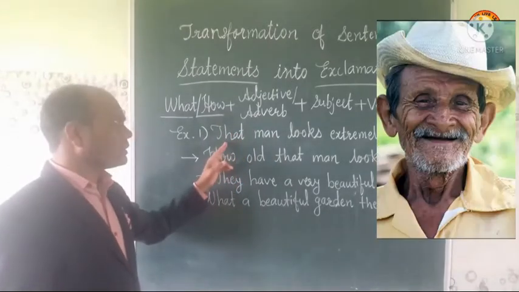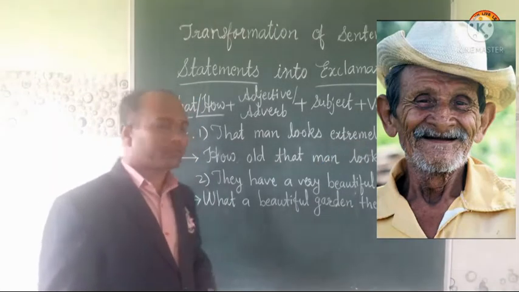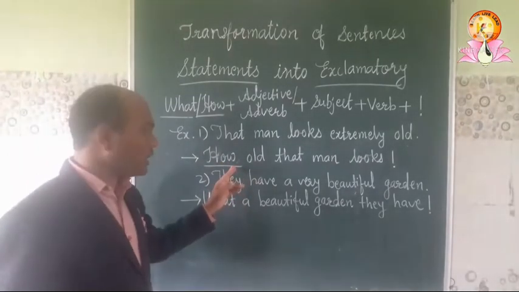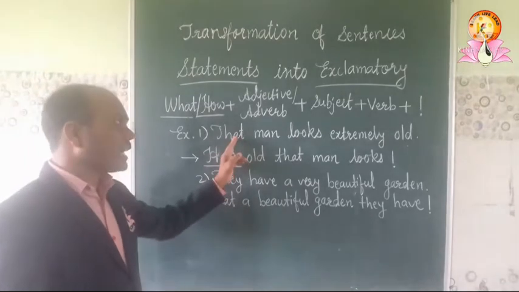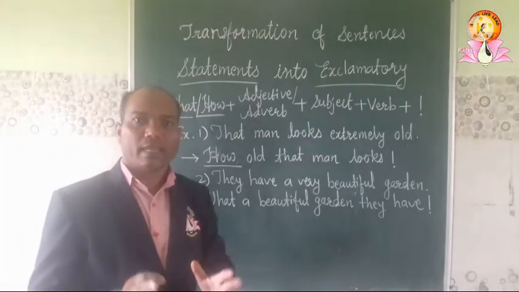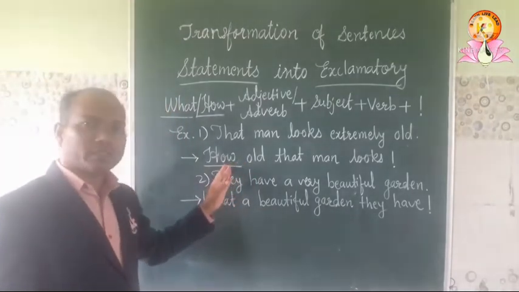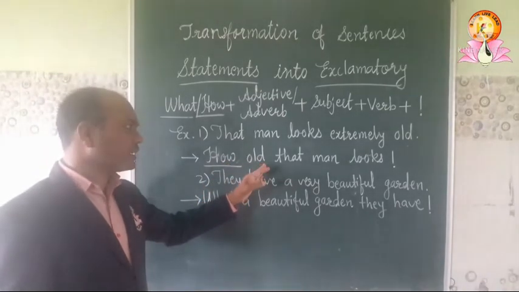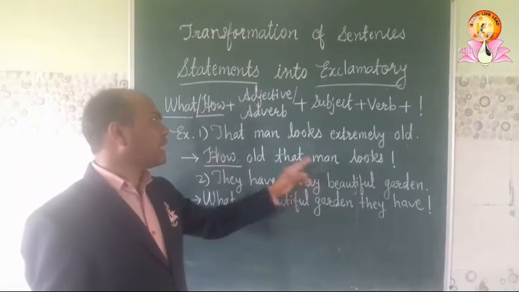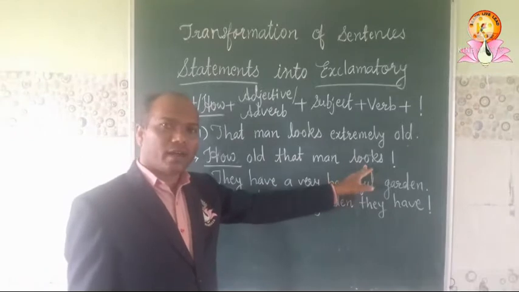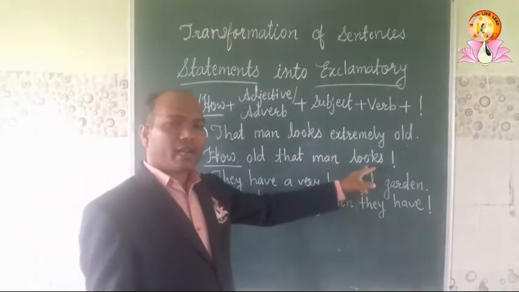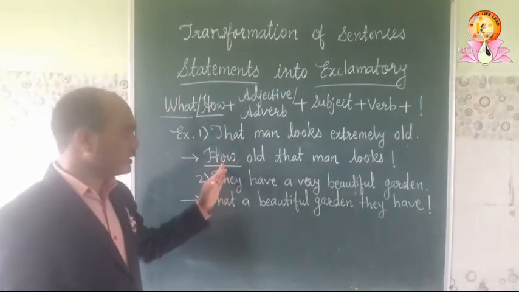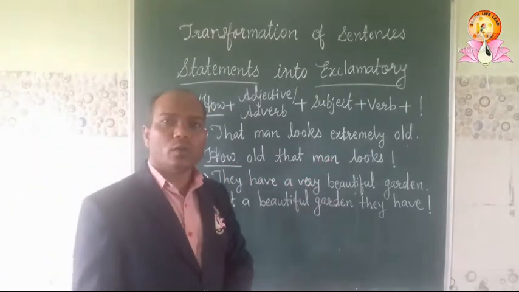First example. That man looks extremely old. First, how. Here, the word how is used because in this given statement, that man looks extremely old, there is no a or an. That's why how is used. After how, the adjective is used here: old. Then, that man, the subject. After that, there is the verb. And the exclamatory sentence ends with the exclamation mark. In this way, we can write the answer: how old that man looks.